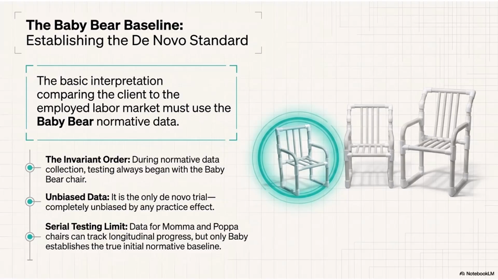First, the invariant order. During our normative data collection, testing always began with the baby bear chair. Second, it provides unbiased data. The baby bear chair is the only de novo trial, meaning it is completely unbiased by any practice effect. It's their very first time seeing the task. Third, while you can use the mama and papa chairs to track a client's longitudinal progress over the course of therapy, only the baby bear chair establishes the true initial normative baseline.